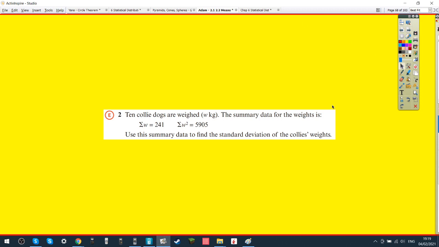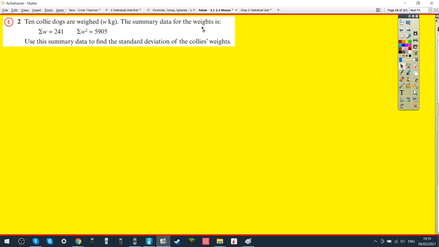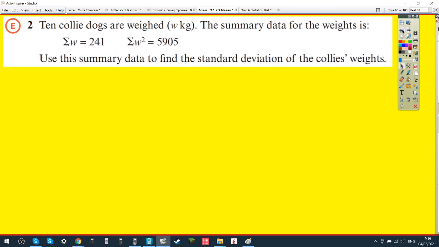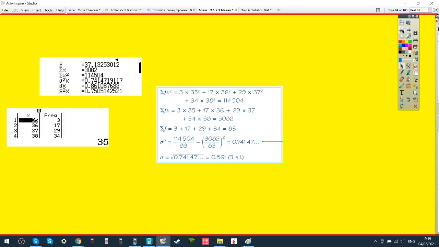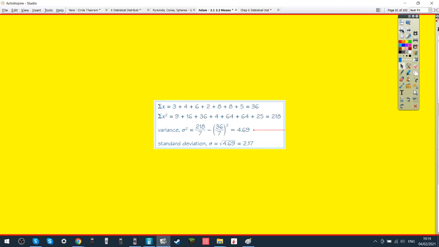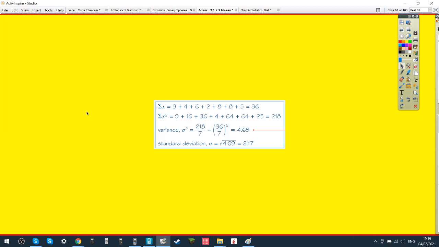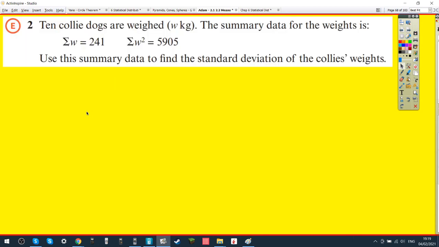How about this? This time they gave us the summary statistics. We go to our formula booklet and look up the standard deviation. It has this strange thing that we need to make sense out of.